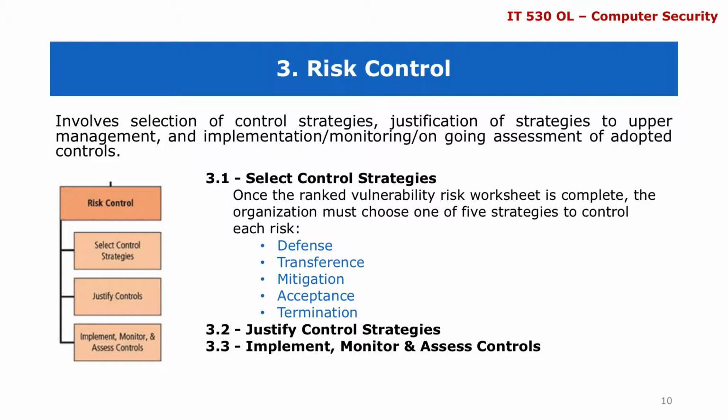Now, once a control strategy has been selected and justified, then there is a need to implement the control, which could be technical or whatsoever, but basically it's just the implementation of the safeguard. And then there is a need to continuously monitor and assess the control to ensure that it is working as it is meant to be.